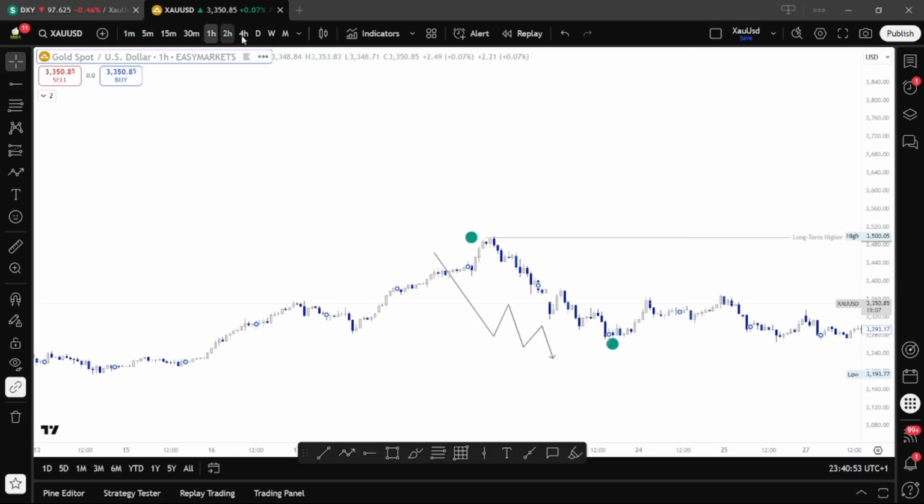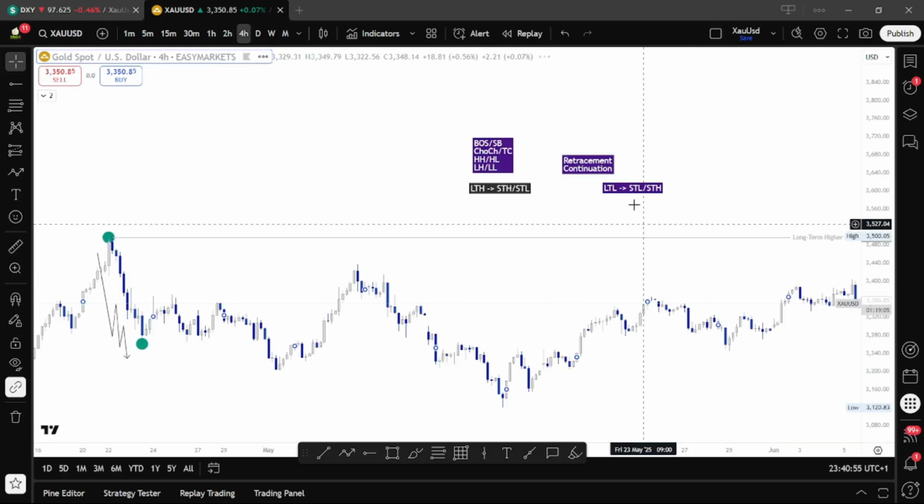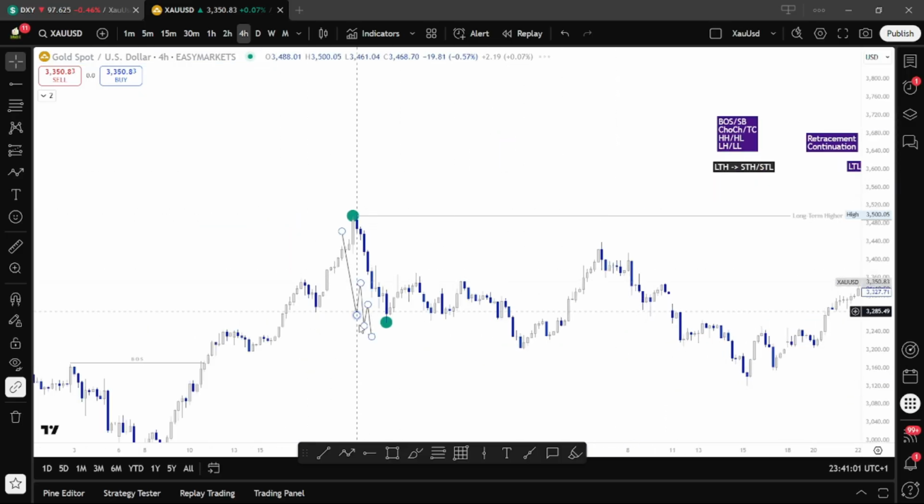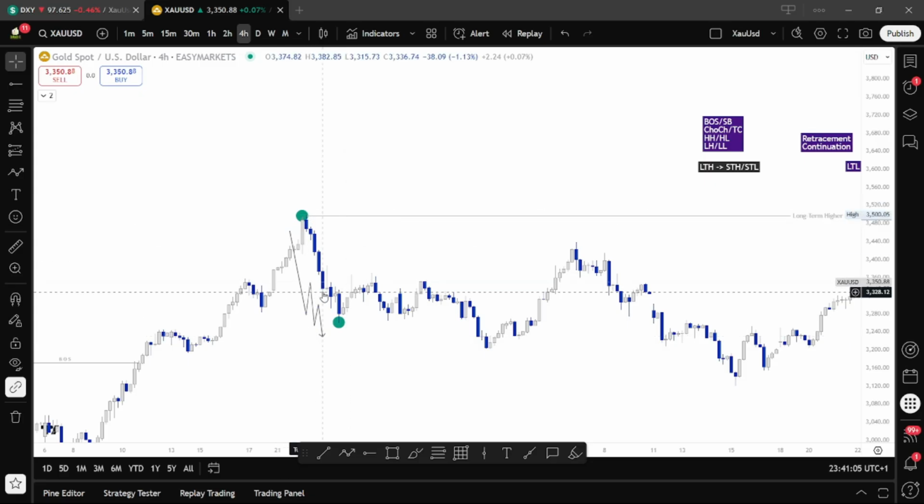That is what we call trend change or change of character, or CHoCH, or TC. Trend change or change of character. Can you see what I drew initially? Now, if you look at it here, beautiful, it's showing.